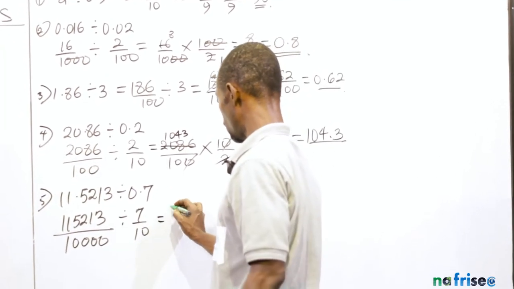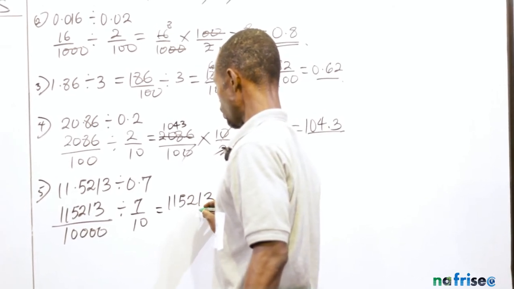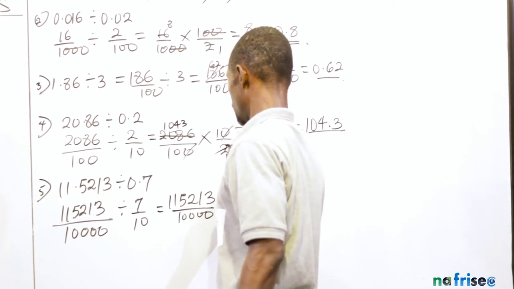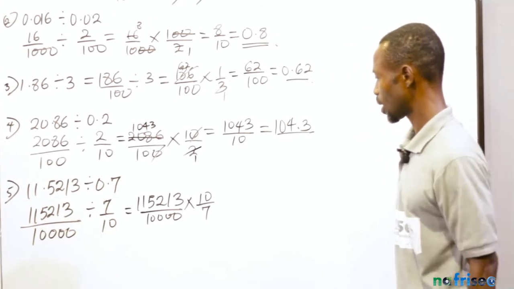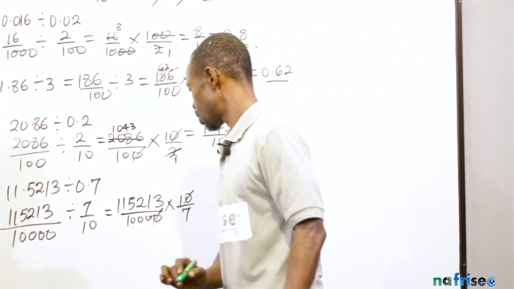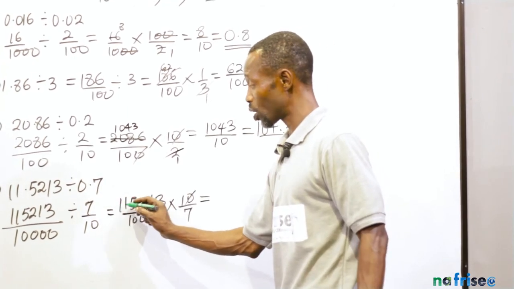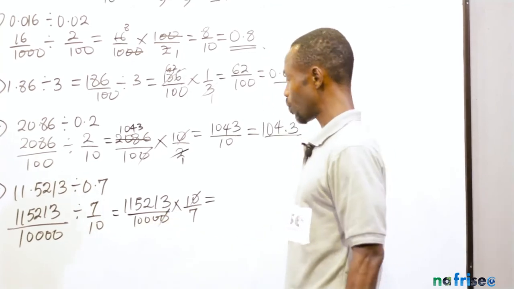So this will equal 115213 all over 10,000 times 10 over 7. Okay, if we have that as 10 over 7, that means this will cancel this one. So we're going to have this as 7 will still divide this numerator, because for GSS1, they will give you numbers that can divide. So we have everything over 1,000.